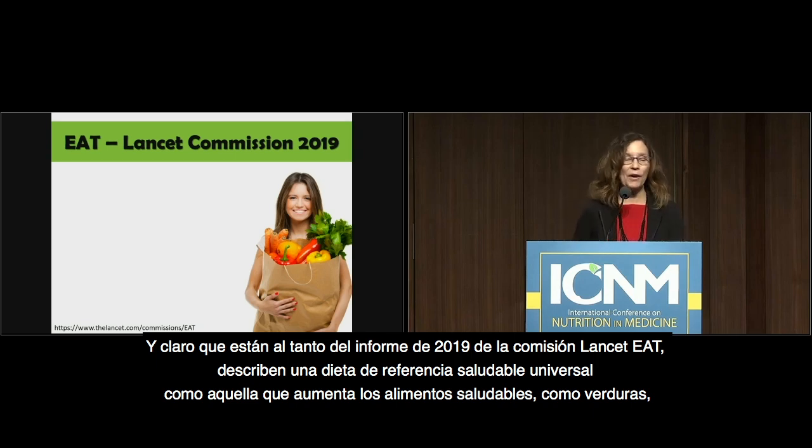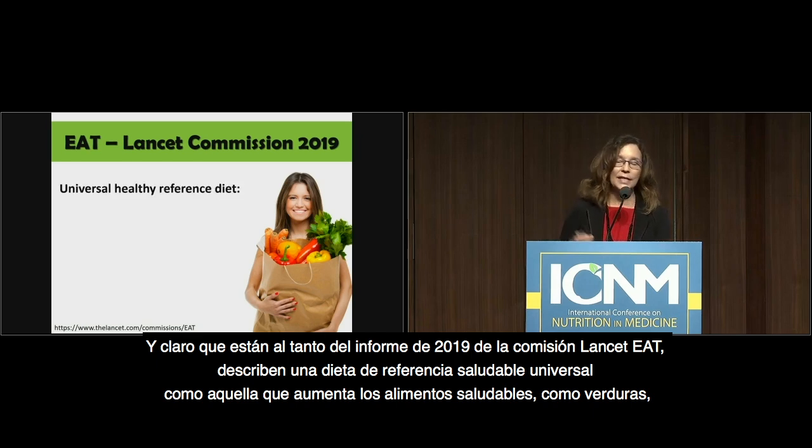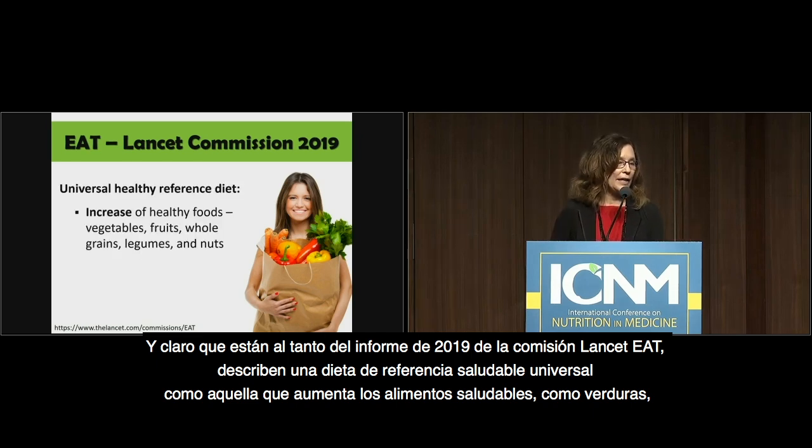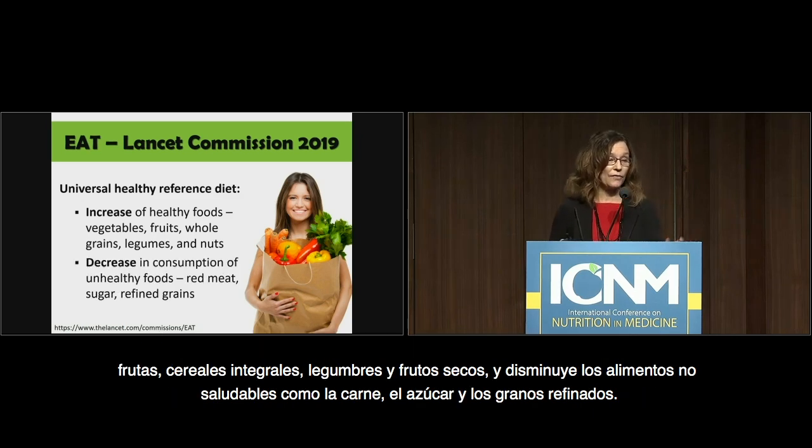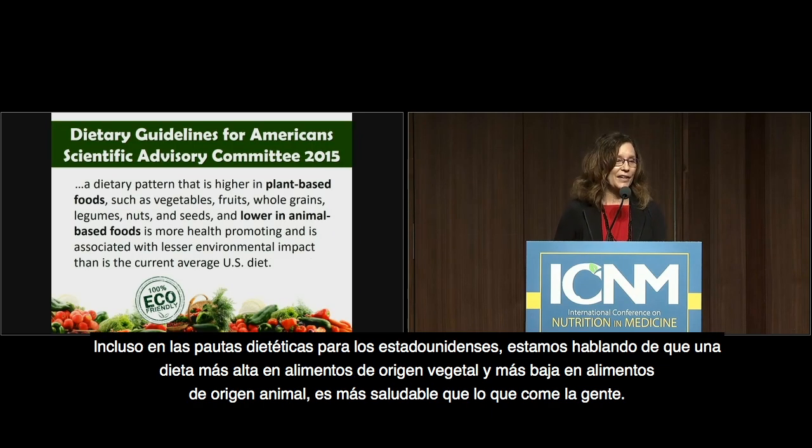And of course, you're aware of the report from the Lancet Commission, EAT, from 2019. They describe a universal healthy reference diet as one that increases healthy foods like vegetables, fruits, whole grains, legumes, and nuts, and decreases unhealthy foods like red meat, sugar, and refined grains. Then even in the dietary guidelines for Americans, we're talking about a diet higher in plant-based foods, lower in animal-based foods, is more health-promoting than what people are eating.